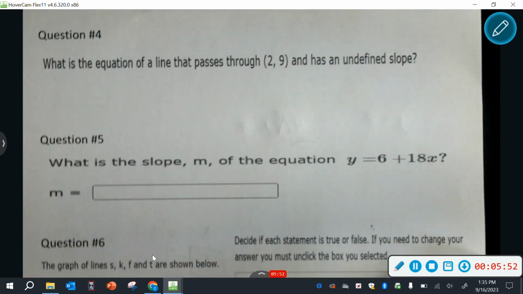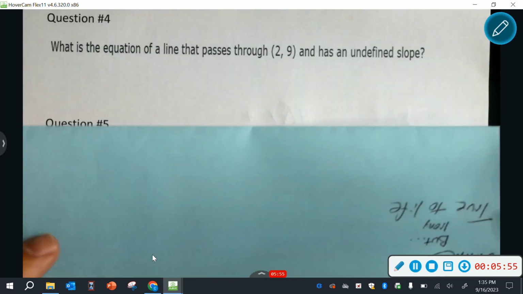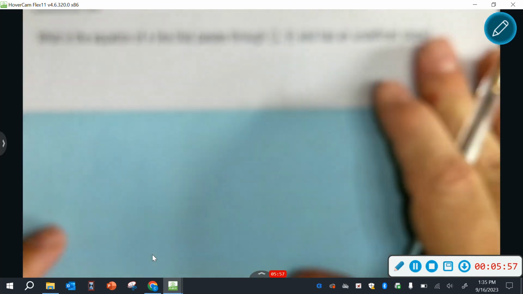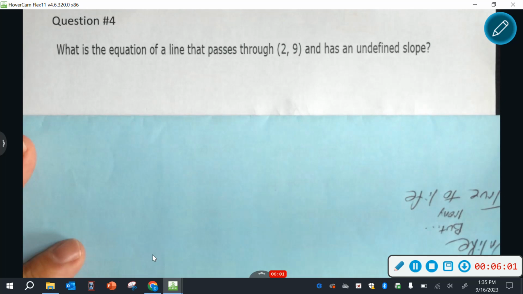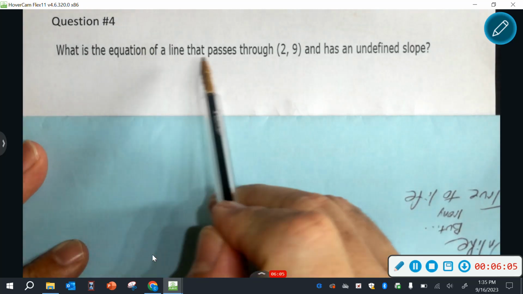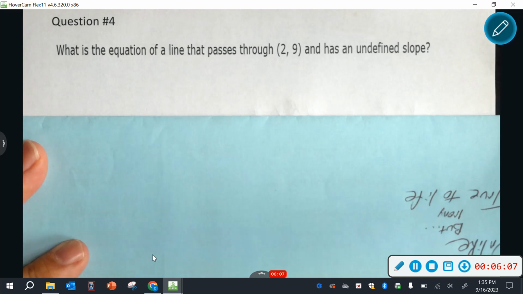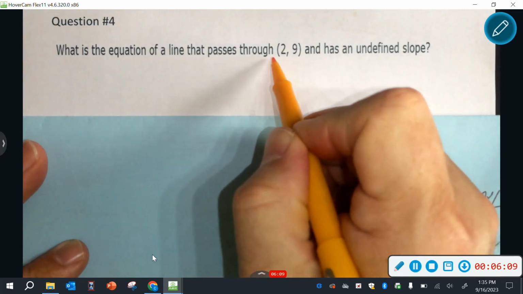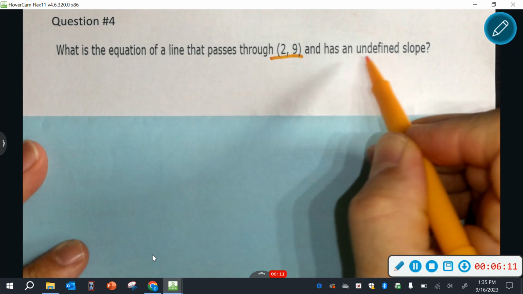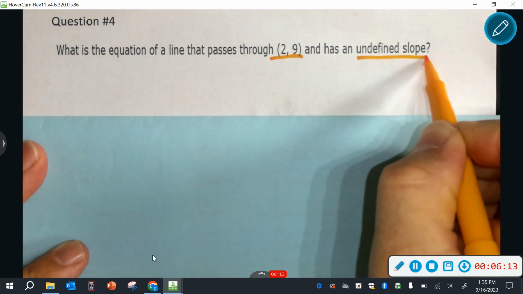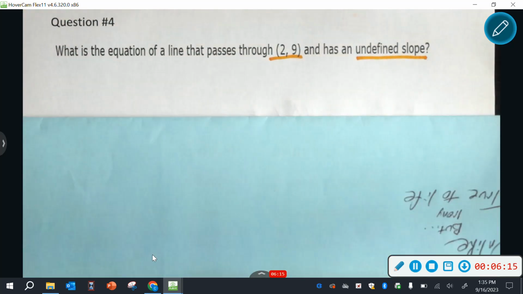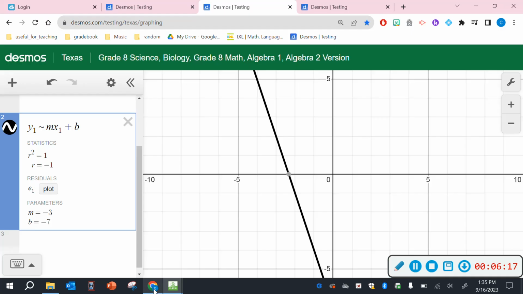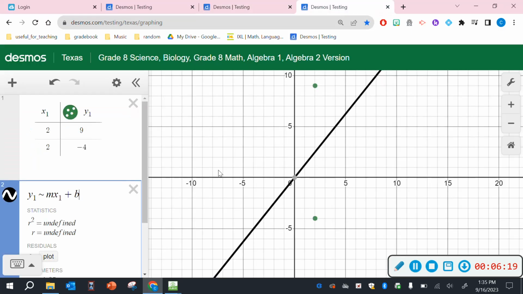Okay, now we're looking here at question number 4. Question 4 says, what is the equation of a line that passes through the point 2, 9 and has an undefined slope? Alright, so we go to our Desmos. Let me show you this on Desmos.